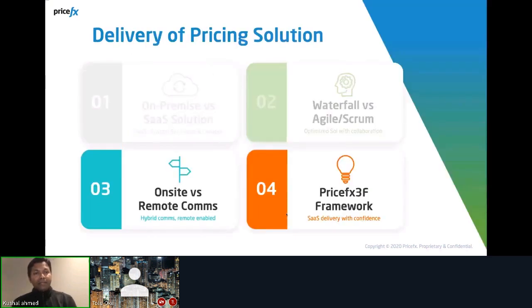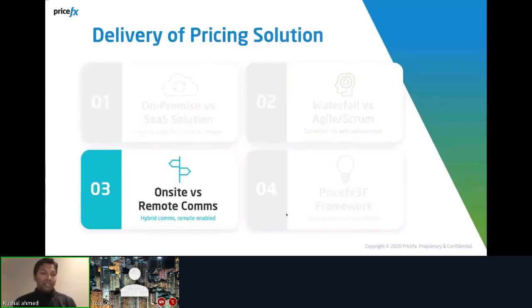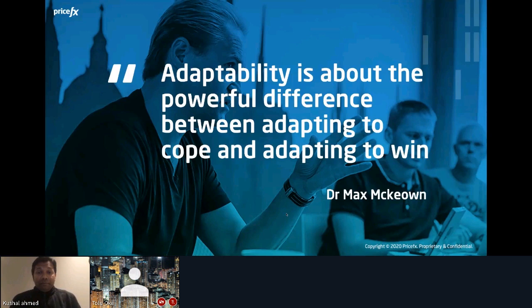We're moving into the next comparative analysis, communication mechanisms: on-site versus remote. From 2020, these years, we have had to adapt to the current situation and get ready for the future. We basically either adapt or fall apart from the stream. Dr. Max McKeon, a strategist, innovator, speaker, and coach, says that adaptability is about the powerful difference between adapting to cope and adapting to win. So definitely, not only do we want to cope, we also want to win.